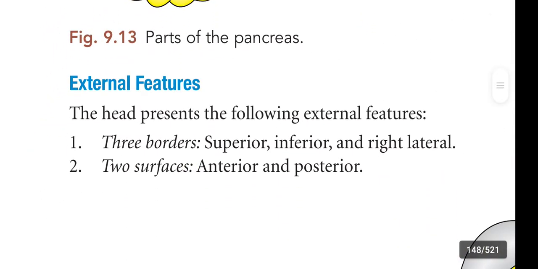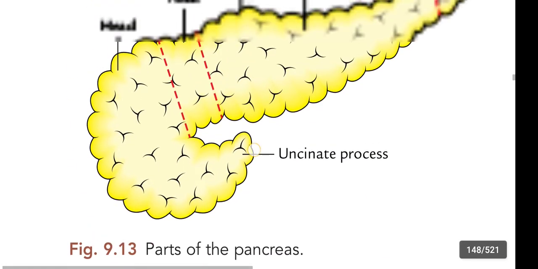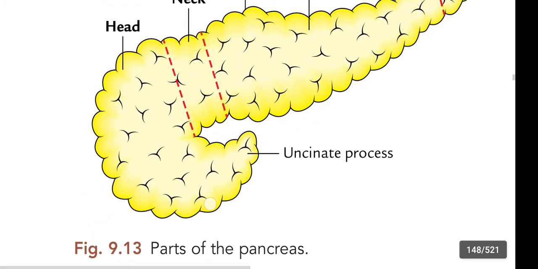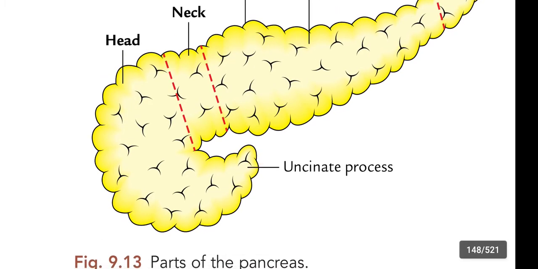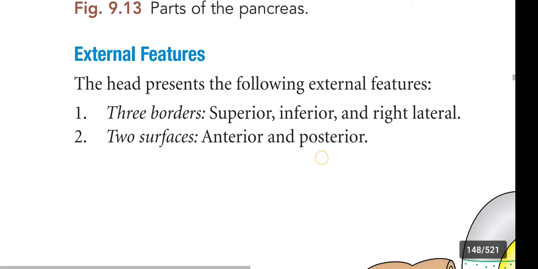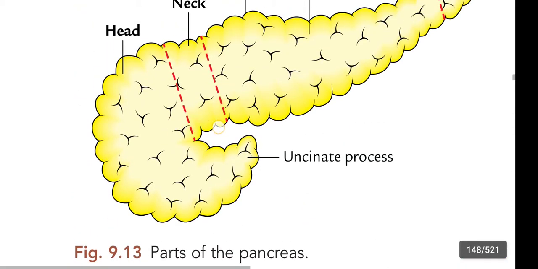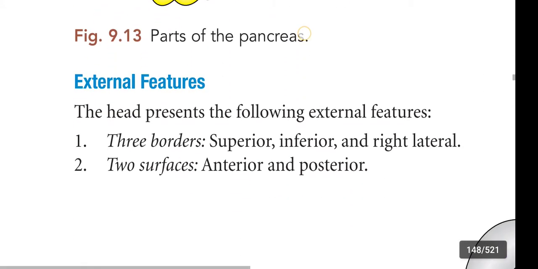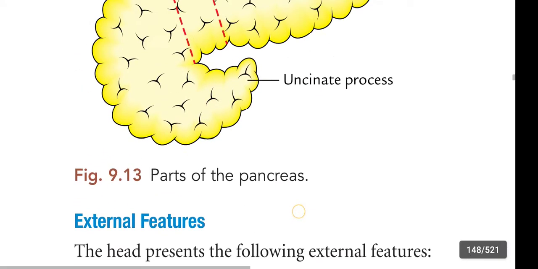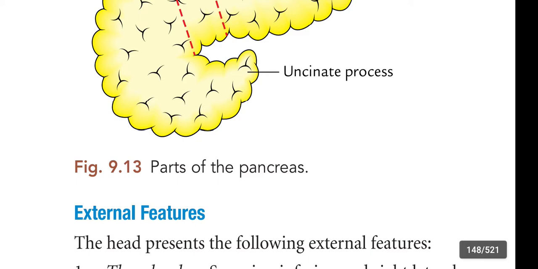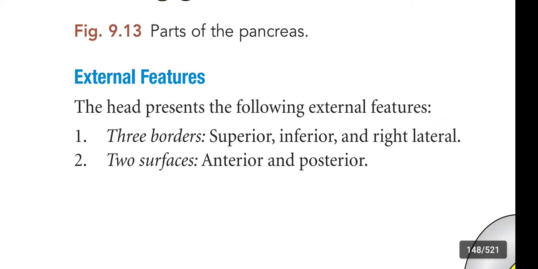External features. The head has 3 borders and 2 surfaces. The 3 borders are superior, inferior and right lateral. This is the right lateral. And the surfaces are anterior, and on the back side, posterior. These are the external features.